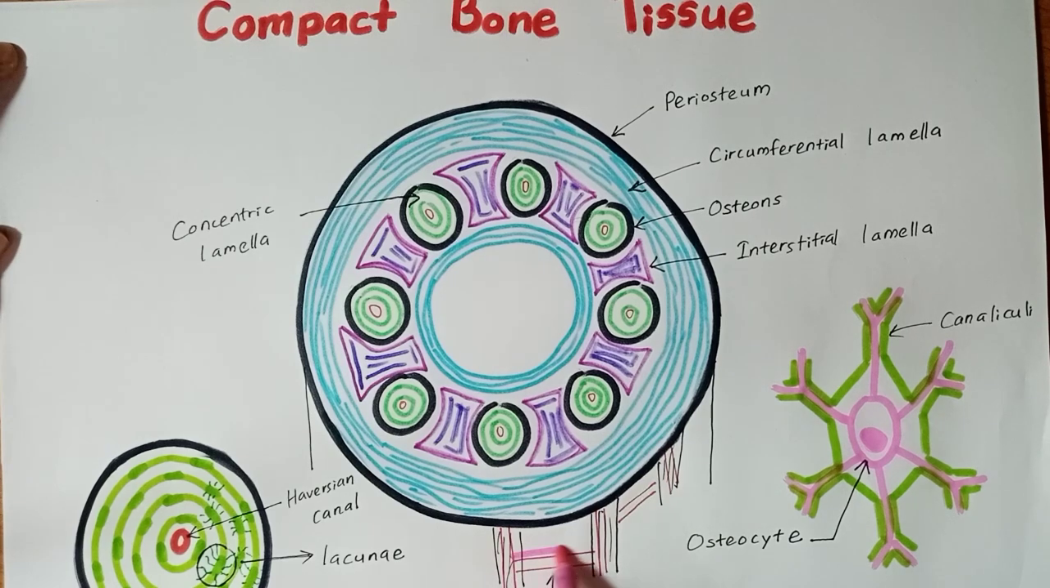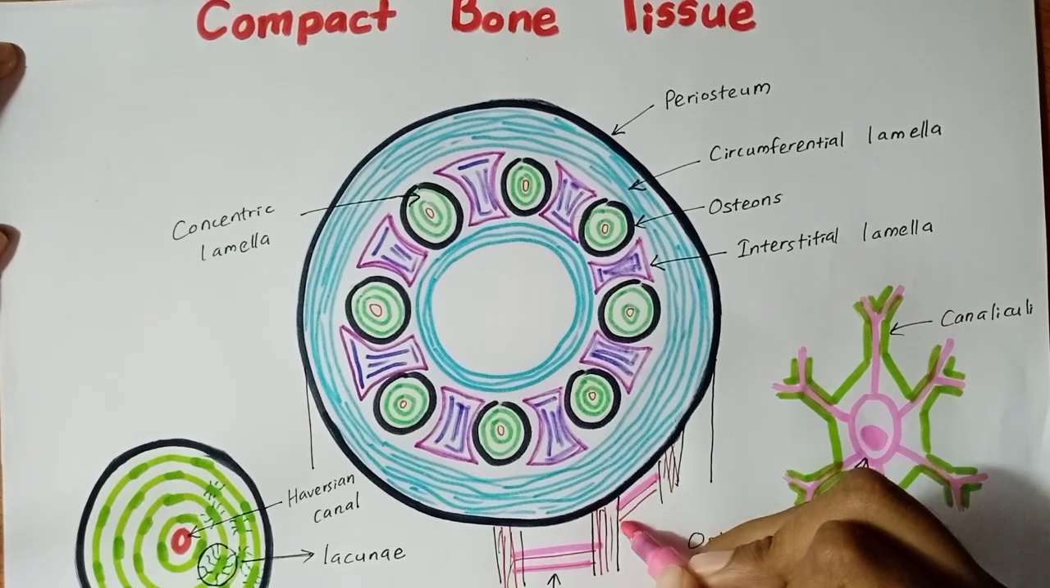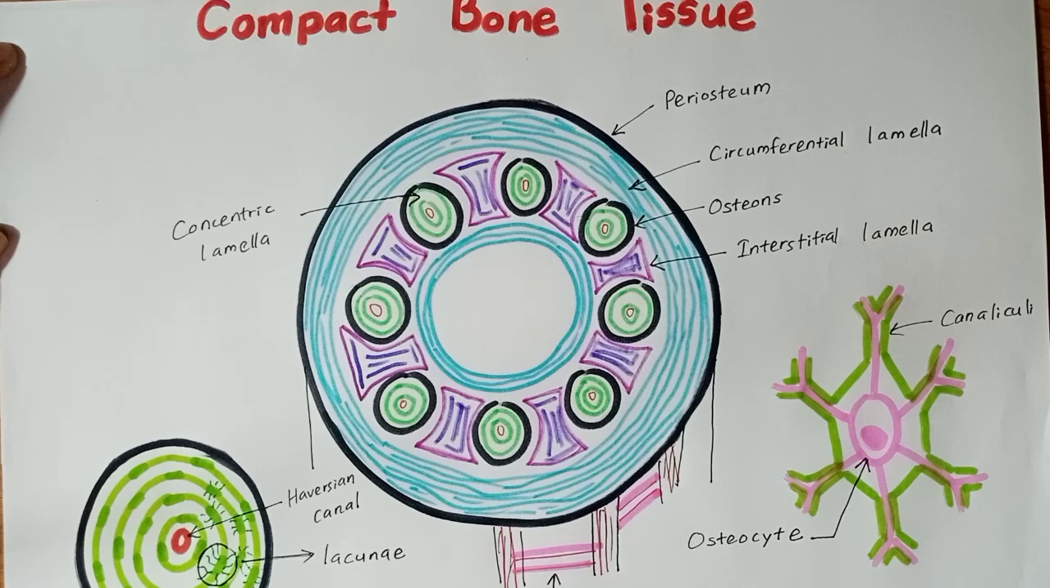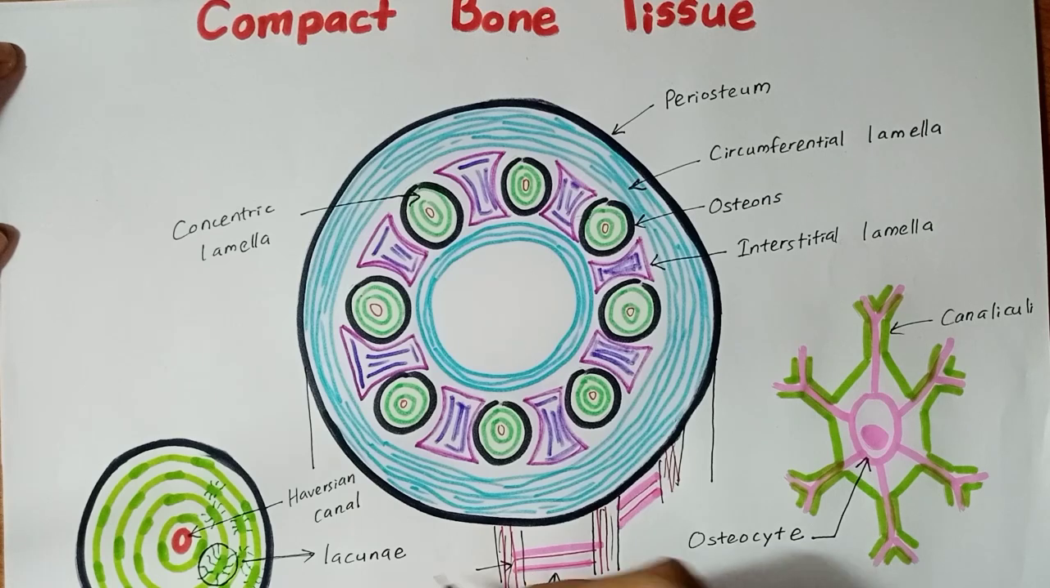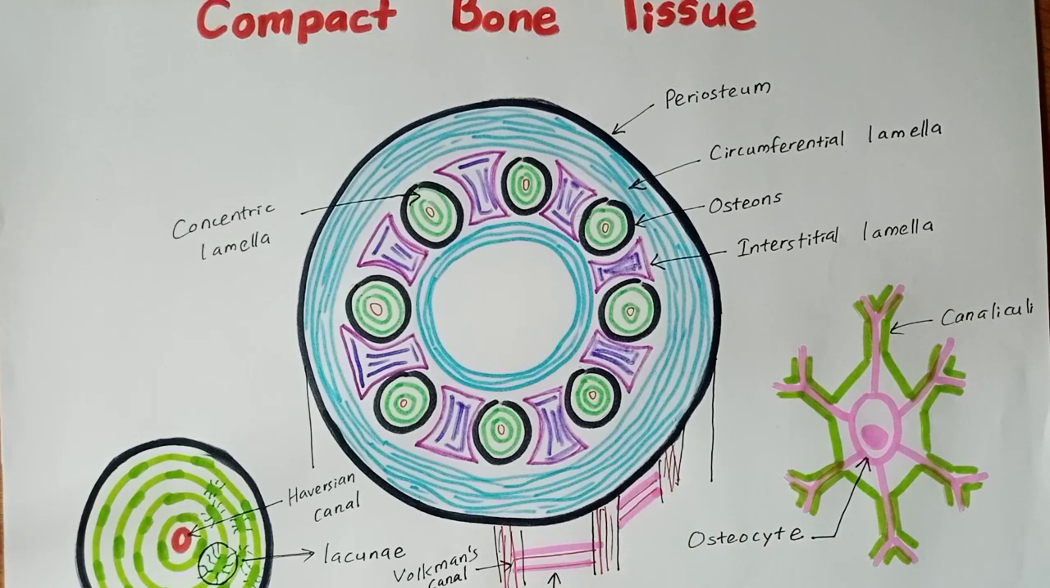So these canals are interconnected by another type of canal. They are known as Volkmann's canals. We can write it here. So they are known as Volkmann's canals. These canals are perpendicular to these Haversian canals, and within these canals also blood vessels and nerves are going. So the neurovascular bundles interconnect with one another in these Volkmann's canals.